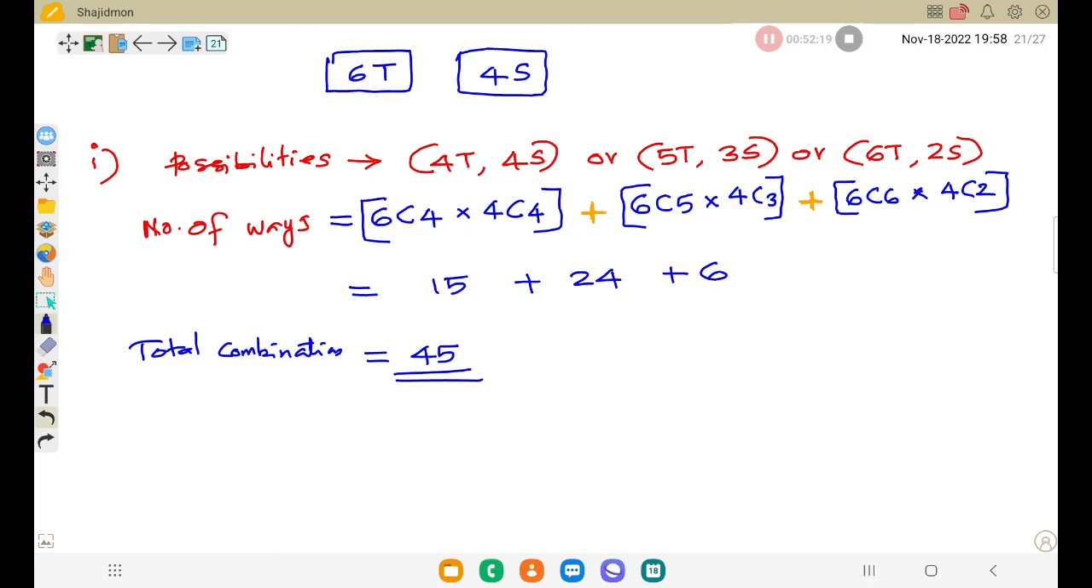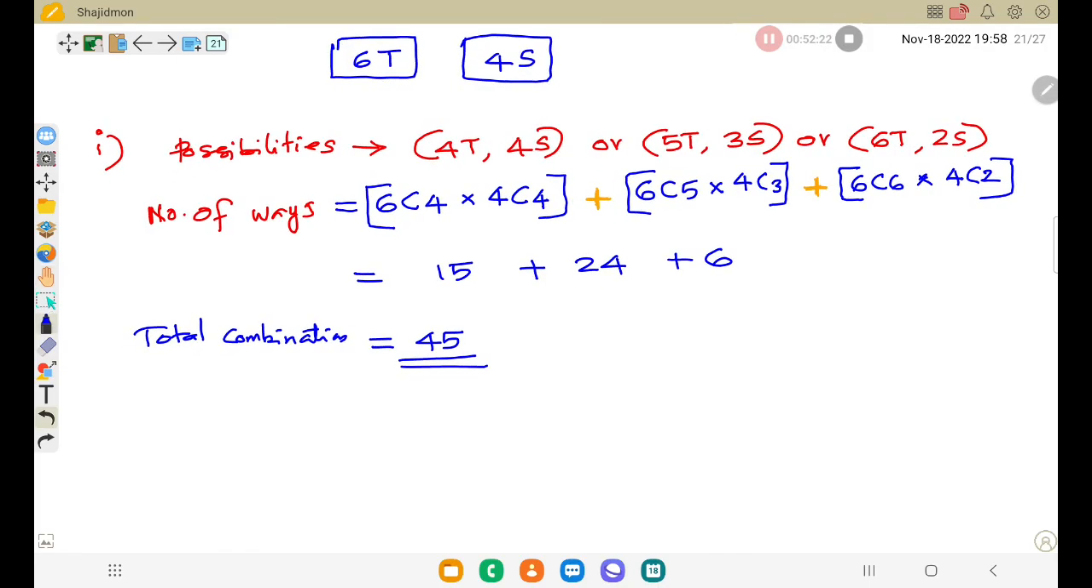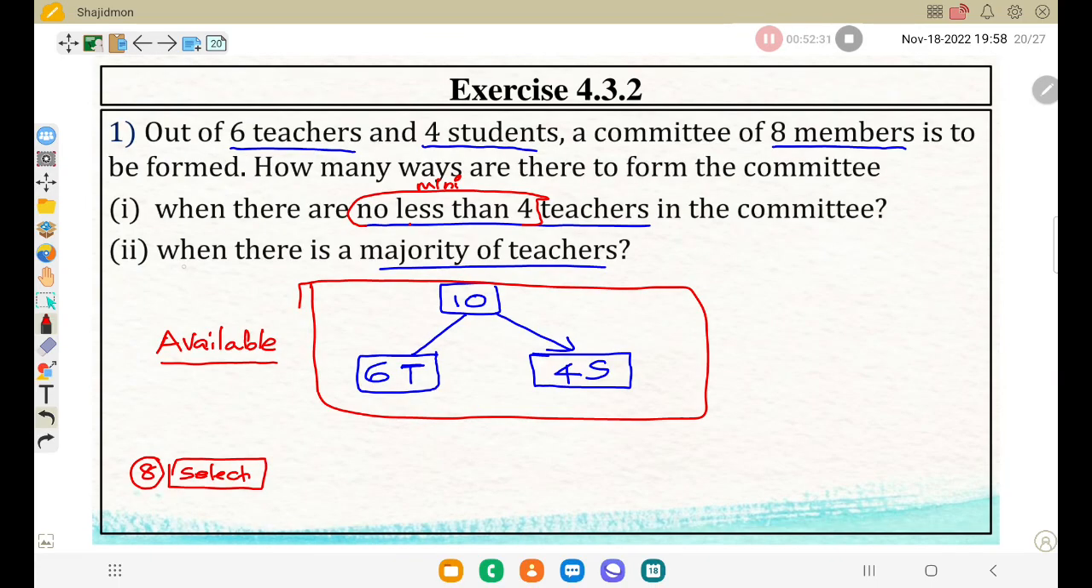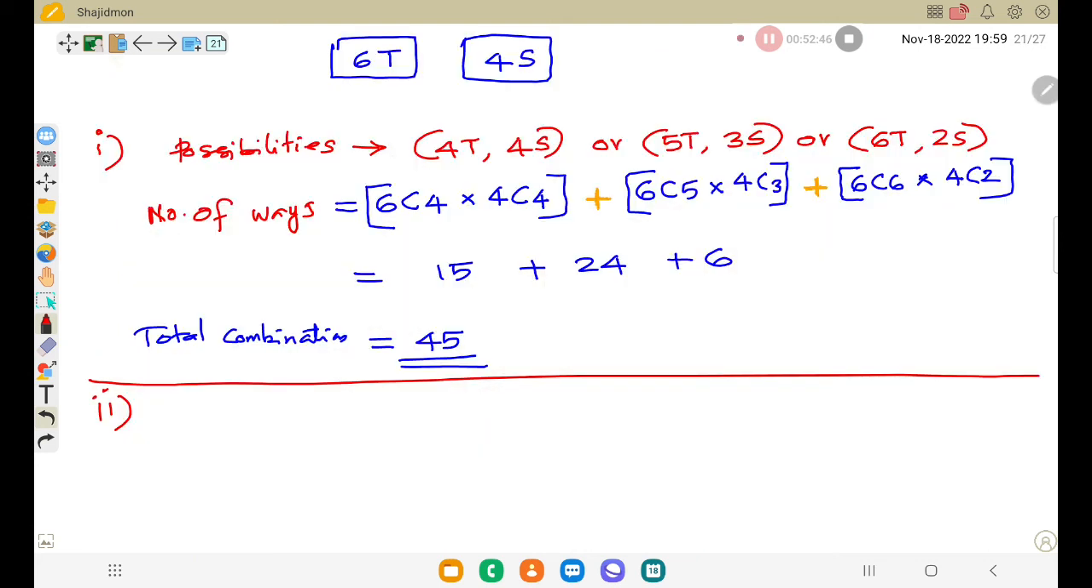Okay, now we will go to the second part of the question. Now you can read the second part of the question. When there is a majority of teachers, out of this option, majority will be teachers. Majority teachers means what is the meaning? How many persons do we need to form the committee? 8 persons, correct? 8 selections we need to do. Out of 8, majority means what? 5, correct? How are we doing that? 8 divided by 2. Half means 4. Out of 8, half means 4. So majority means 5, correct? So 5 should be teachers.